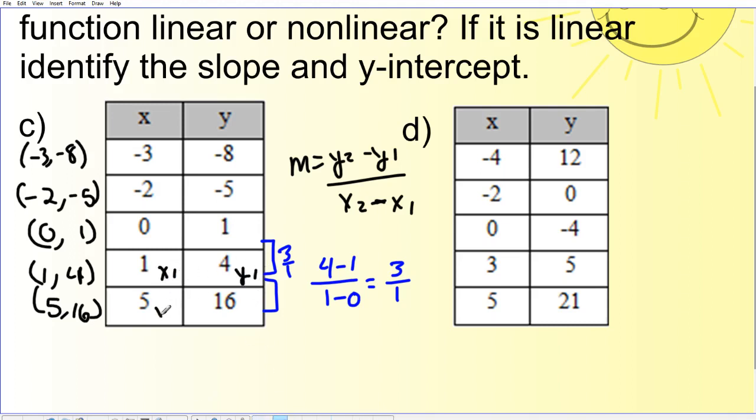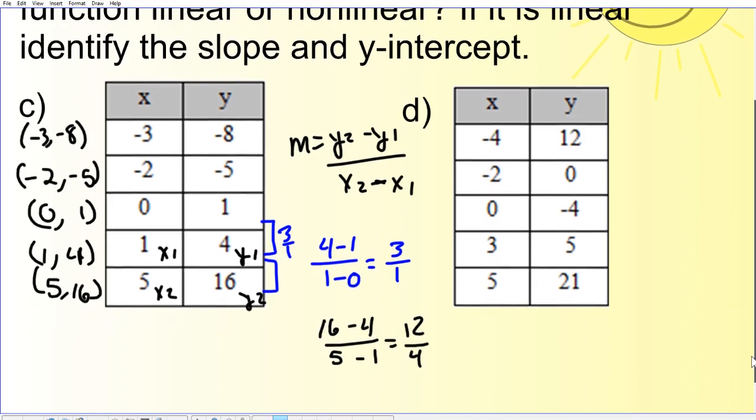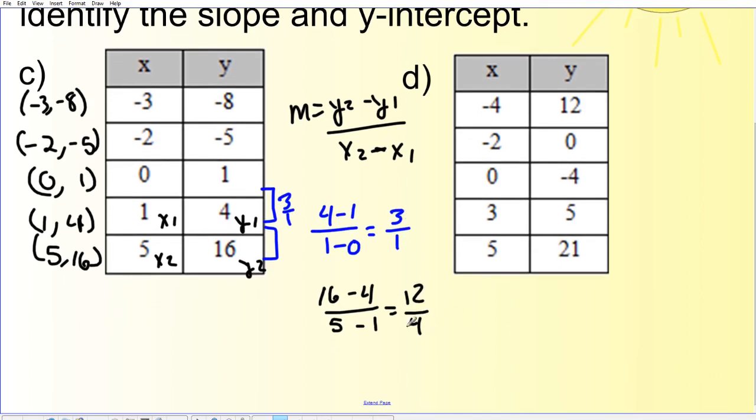x1, y1, x2, y2. I'm still using my formula here. I have it written down: y2 minus y1 over x2 minus x1. 16 minus 4 is 12. 5 minus 1 is 4. And before you go off and say that these are not the same, don't forget to simplify. 12 divided by 4 is 3. So this had a slope of 3 over 1. That had a slope of 3 over 1. The slopes are the same. This is linear.